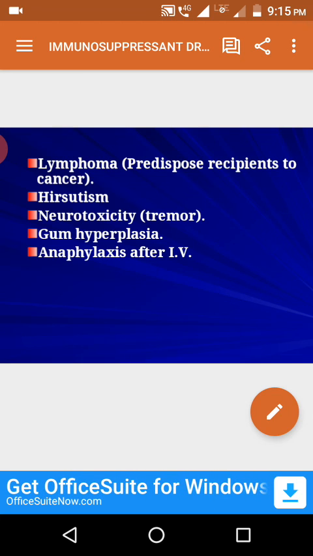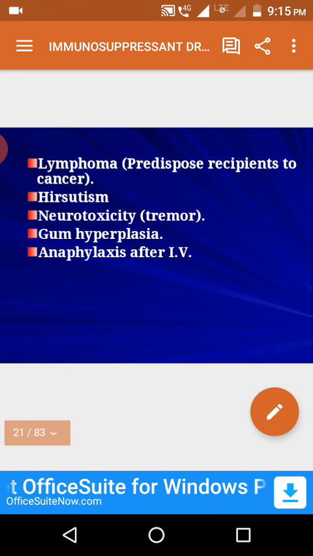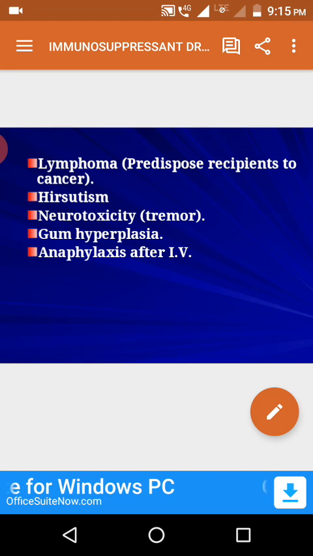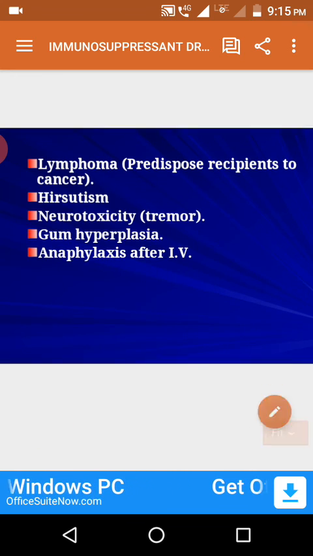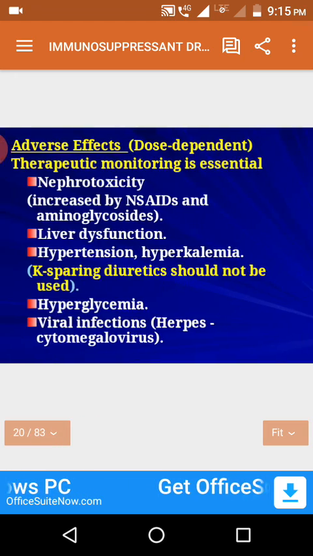Hirsutism is one problem. Hirsutism is nothing but development of unwanted hair, especially a problem in females. It also has neurotoxicity, which is very important. Gum hyperplasia also occurs. Generally it is given by the IV route, so definitely there is a chance of anaphylactic reactions. So these are the many side effects associated with cyclosporin.